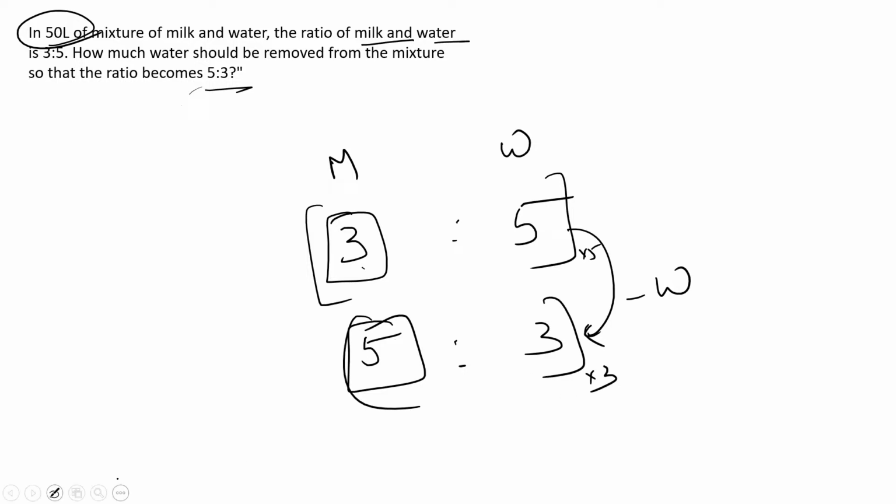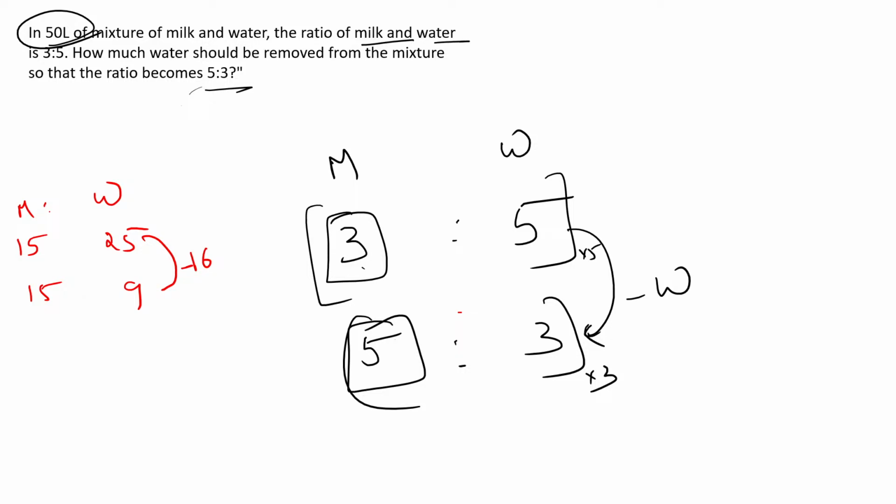Then what will happen? We are going to get the new ratios like this: milk, water. 5 into 3, 15, and 5 into 5, 25. Next, 3 into 5, 15, 3 into 3, 9. That means initially 15 milk and now also 15 milk. But initially 25 water, but now the water is only 9. So how much are you removing? Almost 16 units.